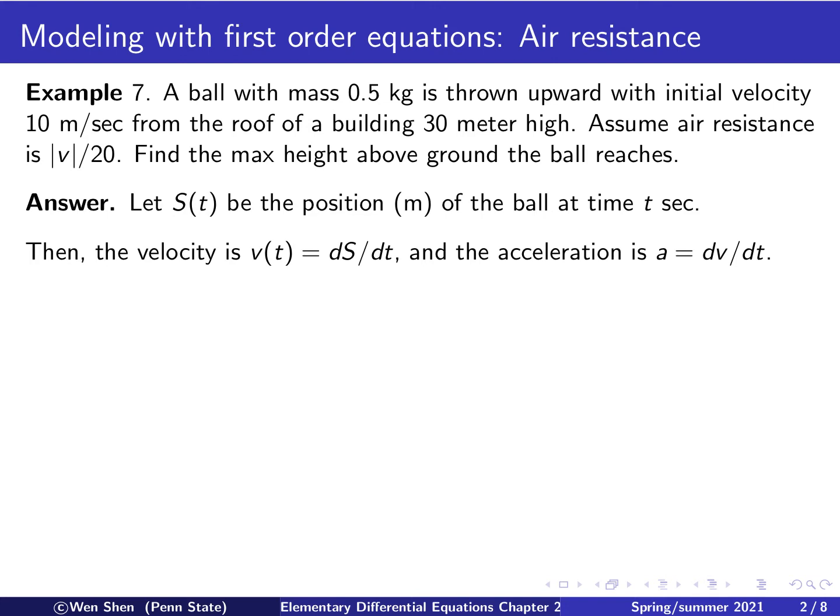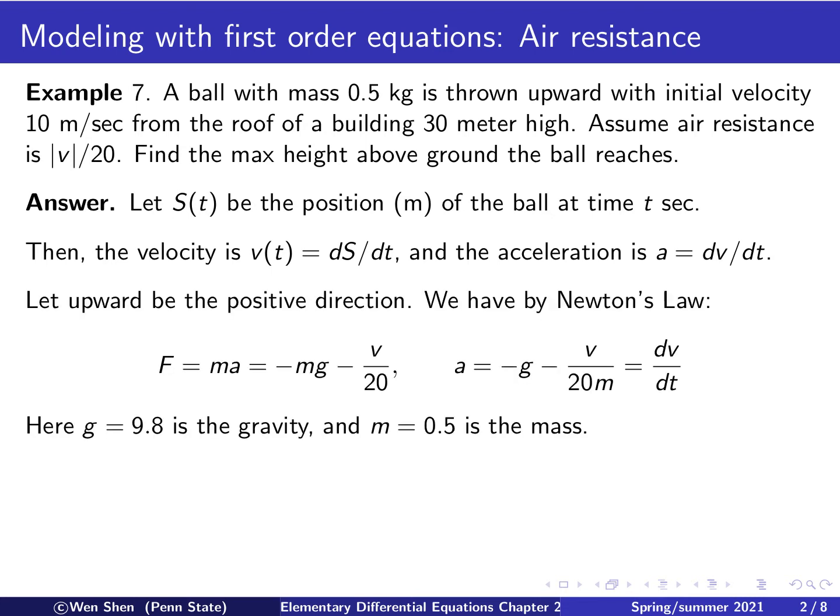So once the position is defined, then we can define the velocity, v of t, which is just the derivative of the position, so s prime of t. And then the acceleration can also be defined, which is again the derivative of the velocity. Okay, so let's adopt the positive direction to be pointing upwards. And then we can apply Newton's law.